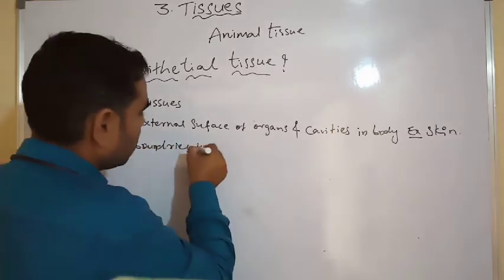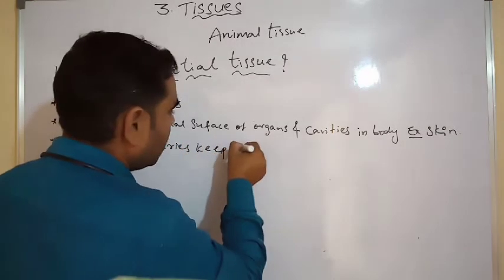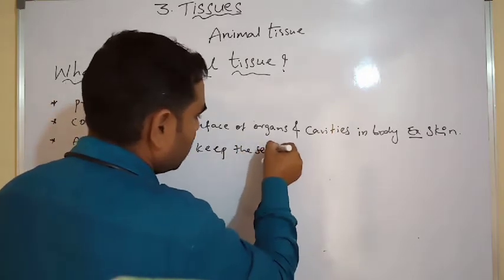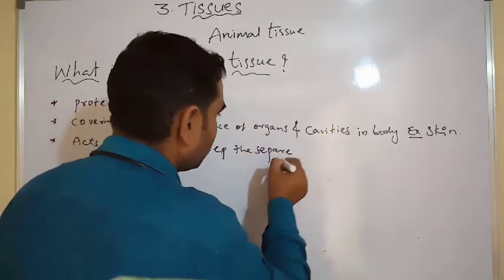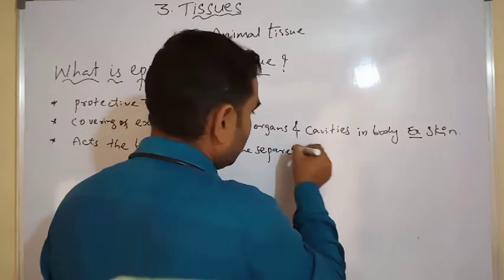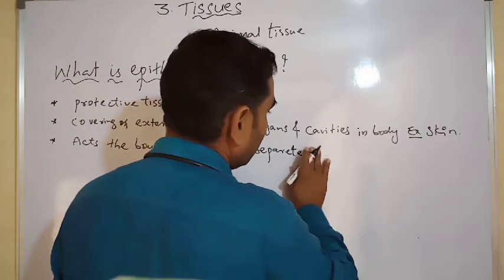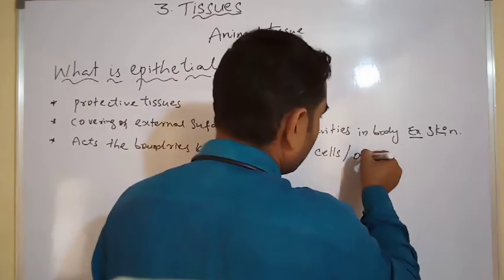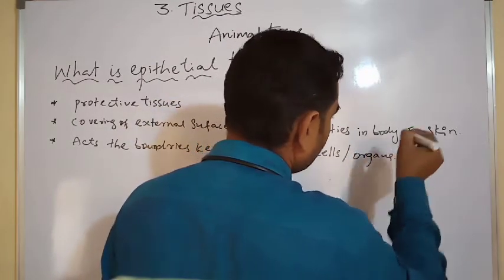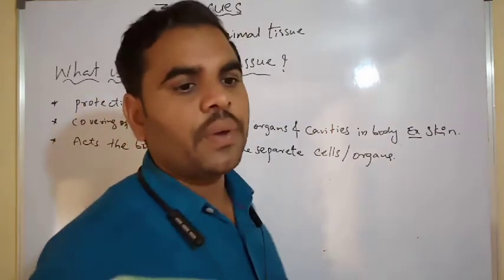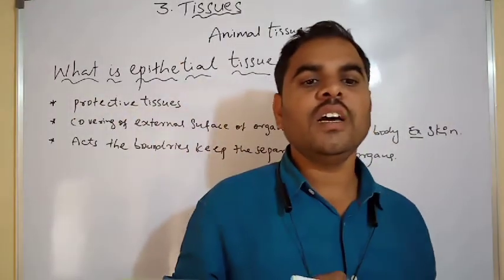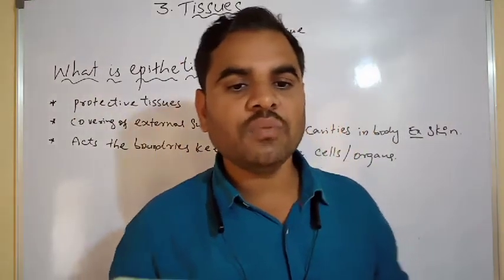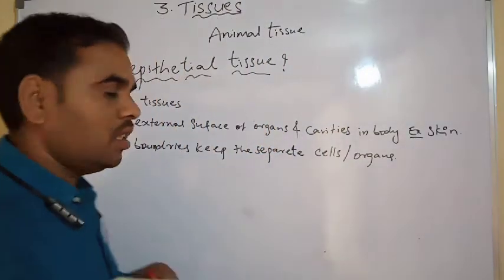Boundaries, keep the separate cells or organs. So it is keeping them separate. Next, we have to see the closely packed cells forming the continuous sheath.